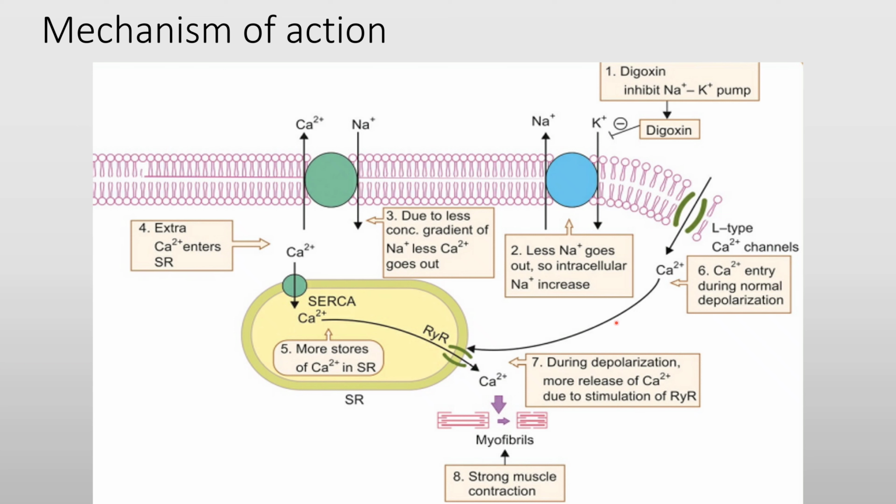This overpopulation of sodium and calcium within the membrane stimulates the L-type calcium channel. L-type calcium channels open in response to change in membrane potential. So when membrane potential reaches threshold potential, these voltage-gated calcium channels open, and calcium enters through them during normal depolarization. There is more release of calcium due to stimulation of the ryanodine receptor during depolarization. This overall contributes to strong muscle contraction.